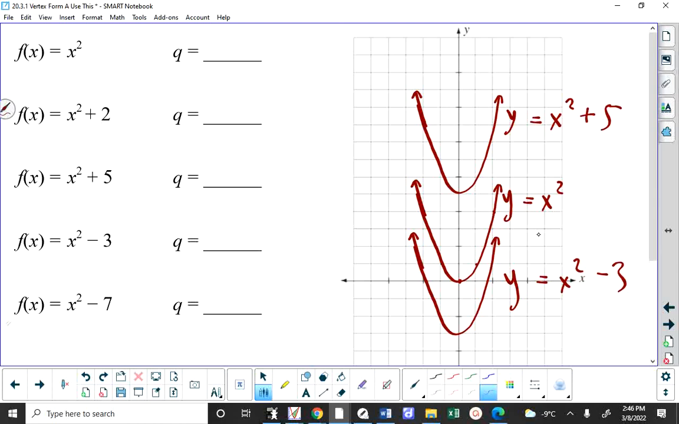So this is called, by the way, a translation. I think in junior high you called them slides. Does that ring a bell? It does for a couple of you. What are the values of q? Well, q here is 0. There is nothing that we're adding. Q is 2, Q is 5, Q is -3, Q is -7. So notice that if Q is positive, it moves in a positive y direction. It becomes more positive vertically. If q is negative, it moves in a negative y direction.